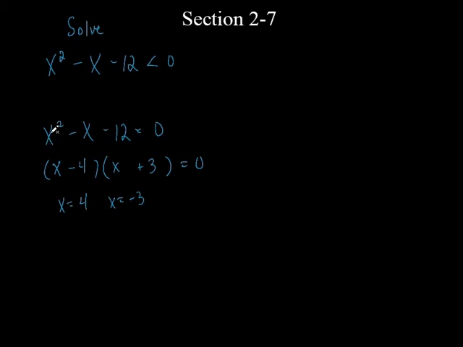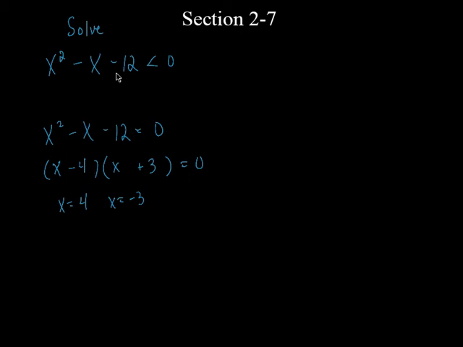Let's plug it back in just to see if it works, just for fun. Put the 4 in there. 4 squared is 16. 16 minus 4 is 12. 12 minus 12 is 0. That works, doesn't it? Okay, let's try -3 in here. -3 squared is 9. Minus -3 is +3. 9 plus 3 is 12. Minus 12 is 0, and it works too, doesn't it? So I just wanted to make sure that that works.